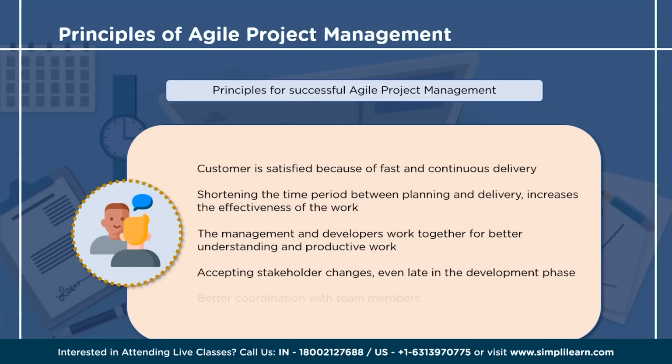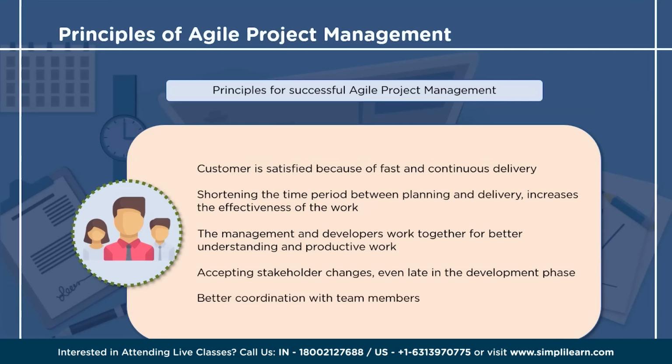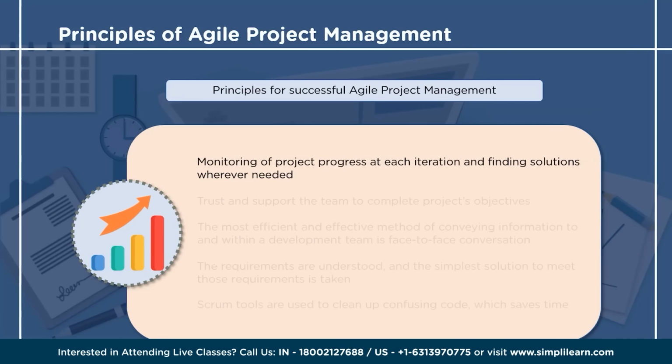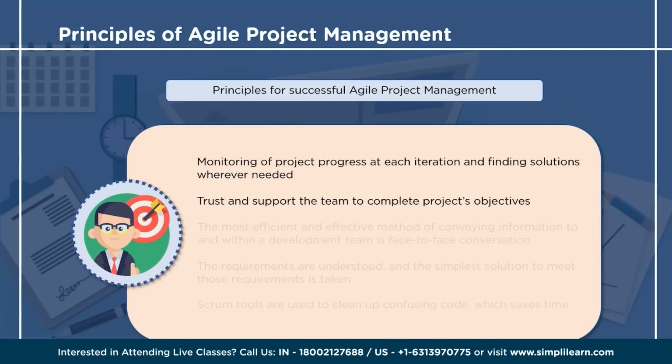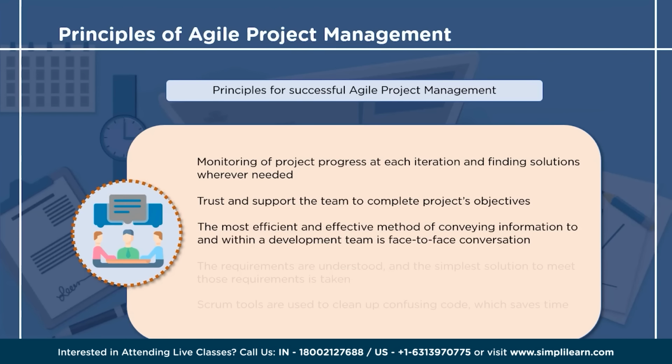The next principle states that the changes requested by the stakeholders can be taken into consideration and worked upon during the development phase as well. The fifth principle pays attention to the factor of coordination among the team members. Then the sixth principle refers to the process of monitoring and tracking the progress of the project at the end of each sprint and making amendments wherever needed. Moving on, the next principle states that there must be a feeling of trust and support towards the team to complete the project's objectives. The next principle emphasizes face-to-face conversations with the development team.